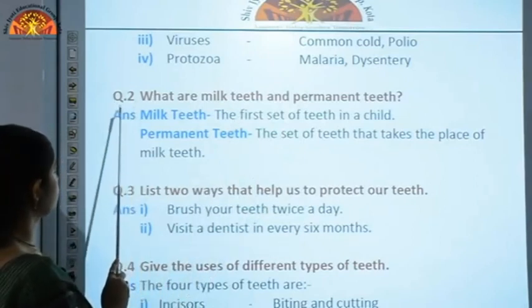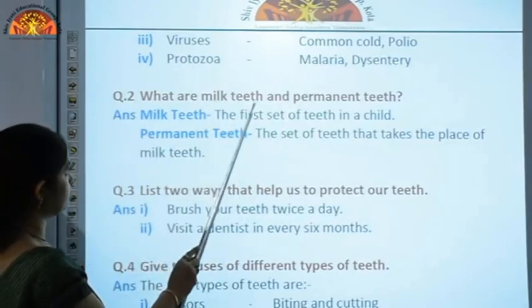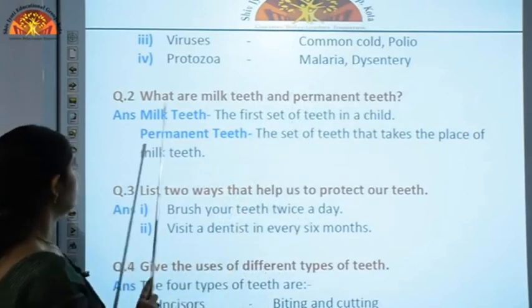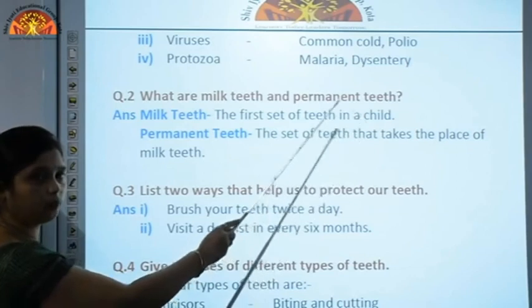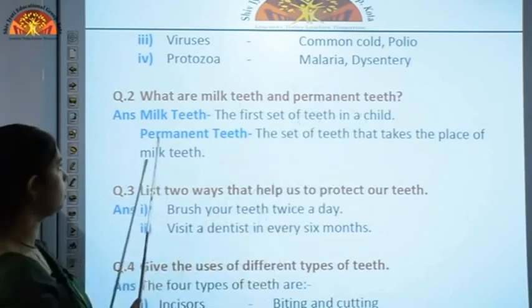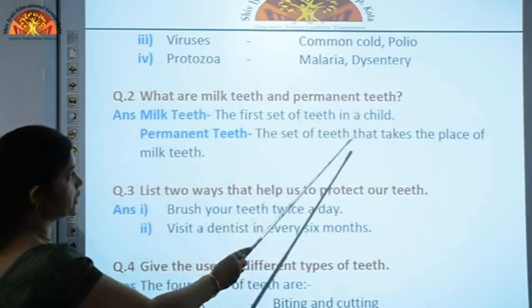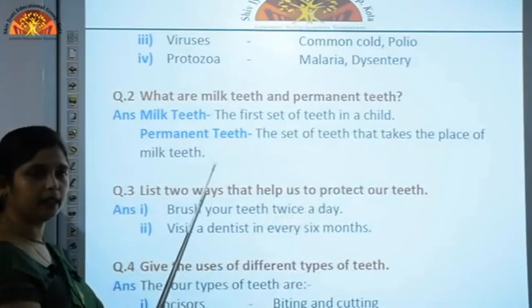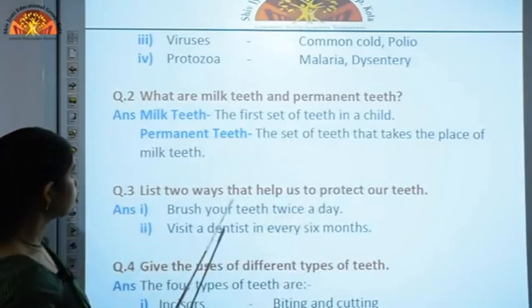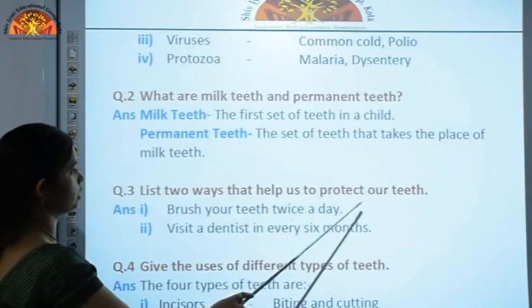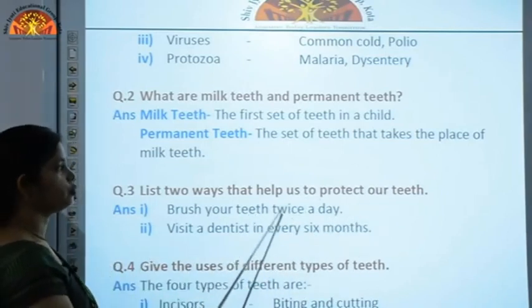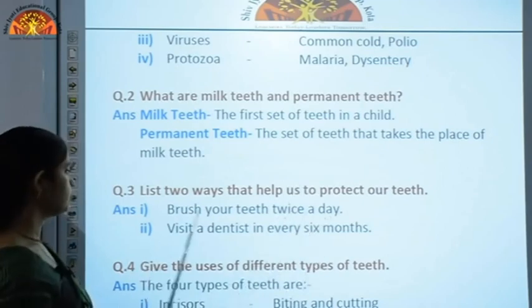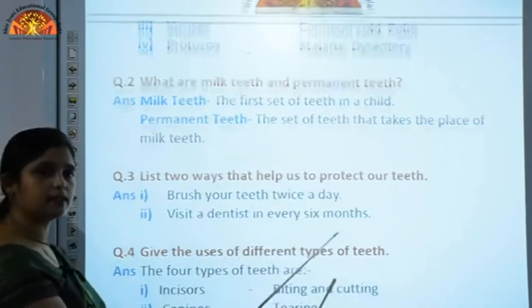Now we move to question number 2. What are milk teeth and permanent teeth? So milk teeth, the first set of teeth in a child. Okay, we also call it as temporary teeth. Permanent teeth, the set of teeth that takes the place of milk teeth. Then list 2 ways that help us to protect our teeth. First is brush your teeth twice a day. Visit a dentist in every 6 months.